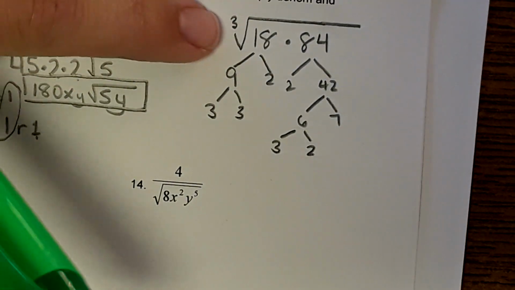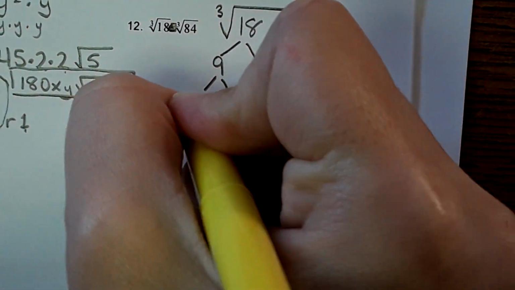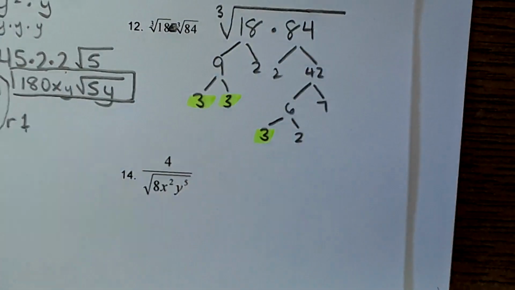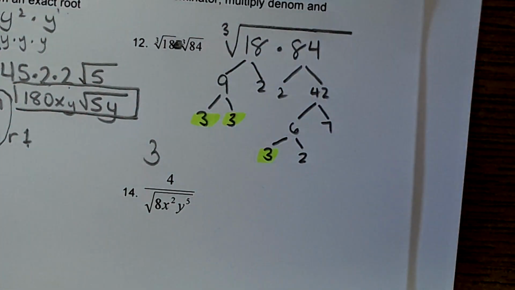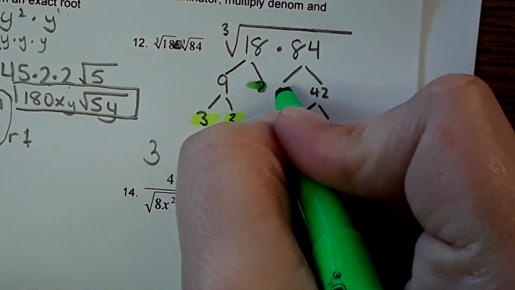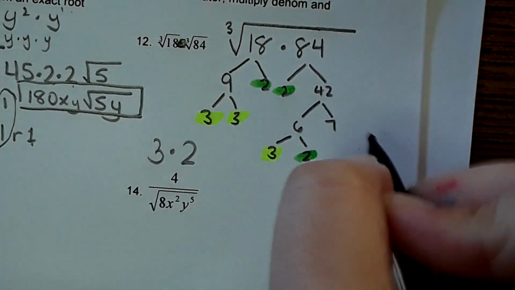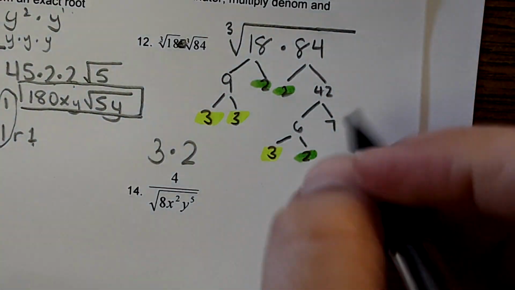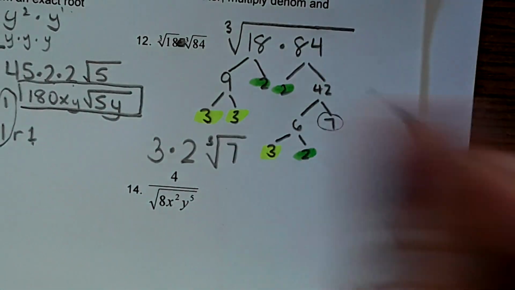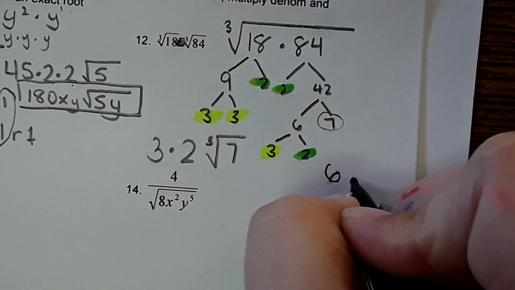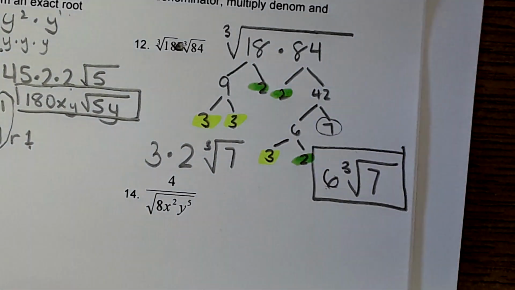Okay, so it's cubed root, so I'm looking for 3 of a kind that I can take out. So it looks like there's 3 3s. So I can take that out. And then there's 3 2s. So we can take that out. And then there's just 1 7 left over. Cool. So that would be still in the house. So 3 times 2 is 6. Then we have cubed root of 7. And that's our answer.